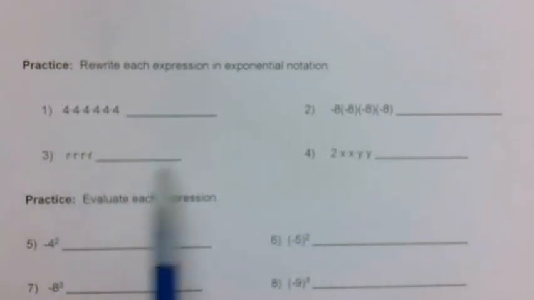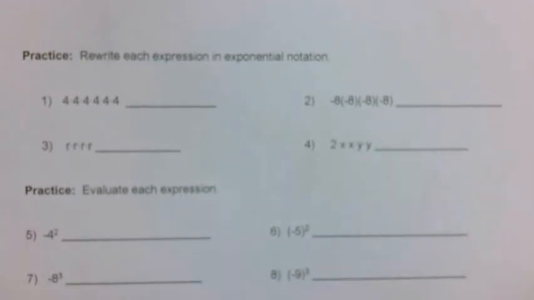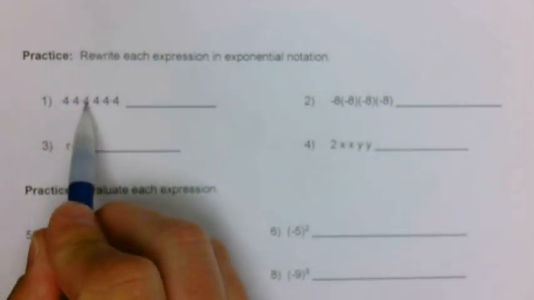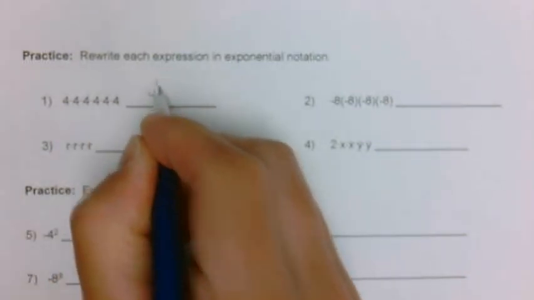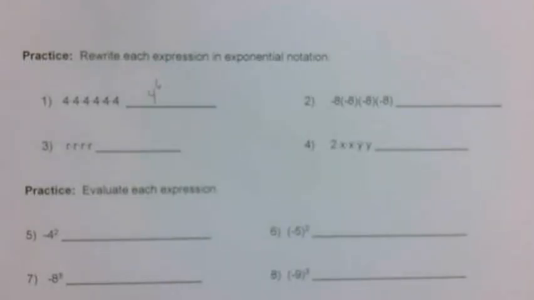In examples 1 through 4, we're going to rewrite each expression in exponential notation. Right now it looks like repeated multiplication. In each case, we'll rewrite it using an exponent. So in number 1, we have 4 times 4 times 4 times 4 times 4 times 4. The base is 4, and there were 6 copies, so that would be 4 to the 6th power.